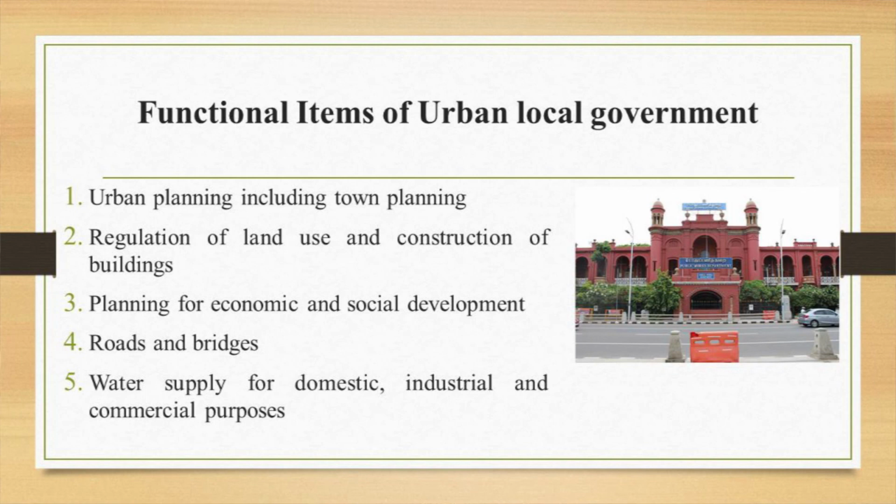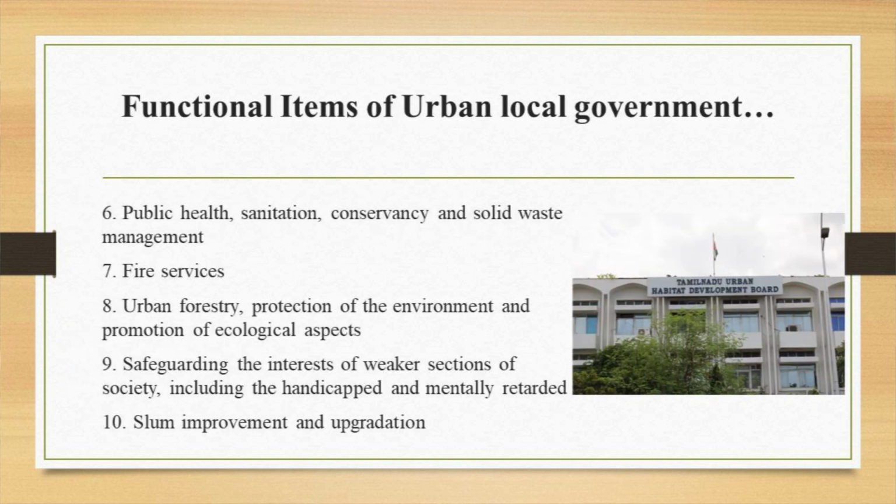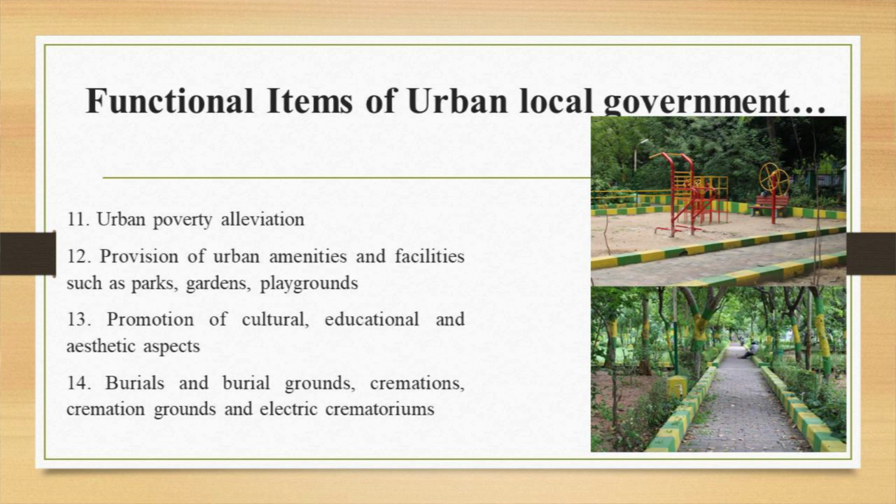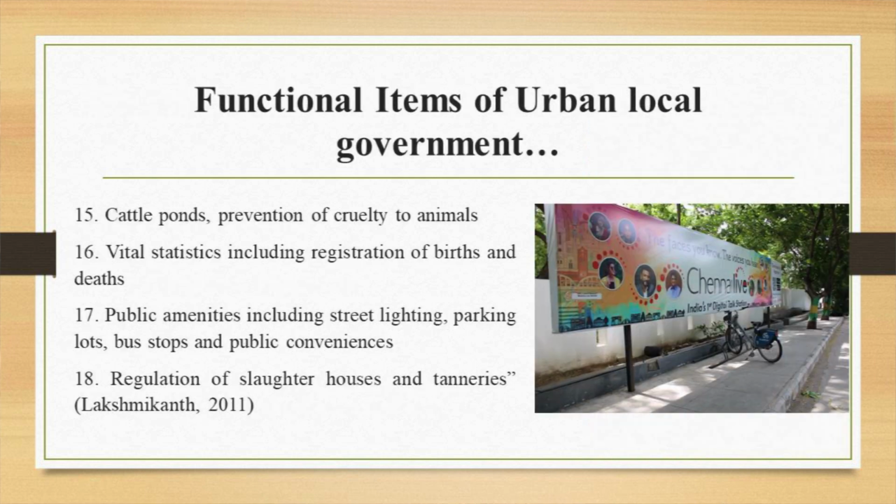Functional items of urban local bodies include urban planning, regulation of land use, planning for economic and social development, roads and bridges, water supply for domestic and commercial purposes, public health, sanitation, etc., fire services, urban forestry and safeguarding of interests of weaker sections of the society, slum improvement and upgradation, urban poverty alleviation, provision of urban amenities, promotion of culture, educational and aesthetic aspects, burial and burial grounds and related provisions, cattle ponds, vital statistics which includes registration of births and deaths, public amenities, and lastly regulation of slaughterhouses and tanneries. These are considered to be the 18 functional items of urban local government.